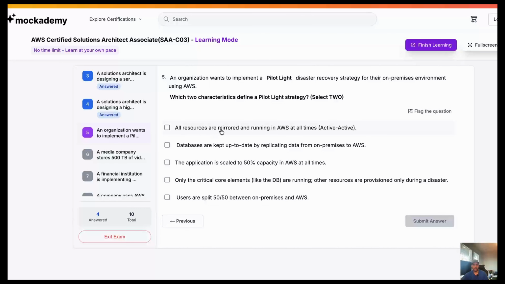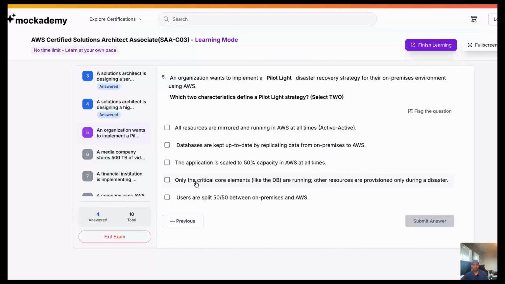All resources are mirrored and running in AWS at all times, active. Databases are kept up to date by replicating data from on-premises to AWS. Option C. The application is scaled to 50% capacity in AWS at all times.